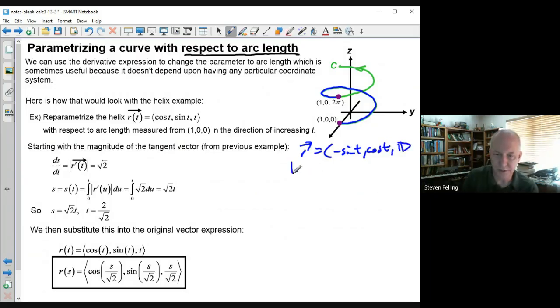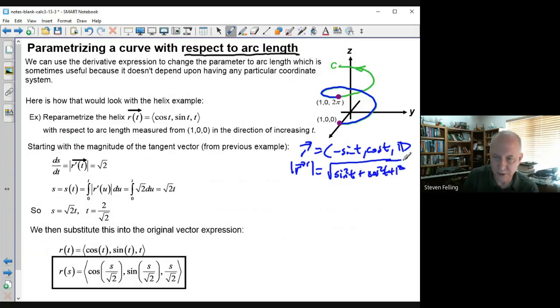And then if I take the magnitude of that vector, I'm going to get the square root of the sum of the squares. So this is going to end up being sine squared plus cosine squared plus 1 squared.